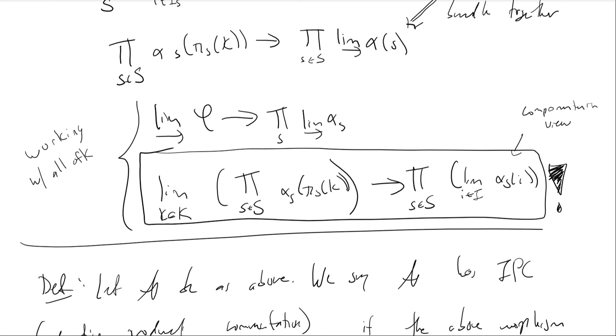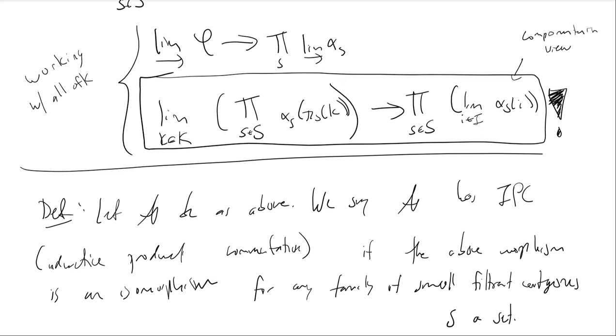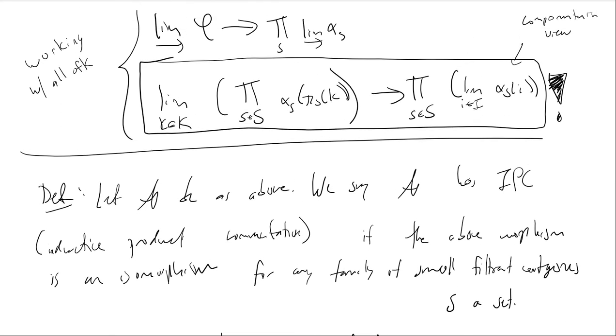Okay, so now I'm ready to tell you what the IPC property is. So we give a definition, and I apologize for those of you who can't read my handwriting. What it says is let A be as above. We say that the category A has the IPC property if the above morphism is an isomorphism for any family of small filtering categories, and of course we always require S as set. This is sort of a parenthetical remark because we're never really worried about this sort of thing in practice anyway.